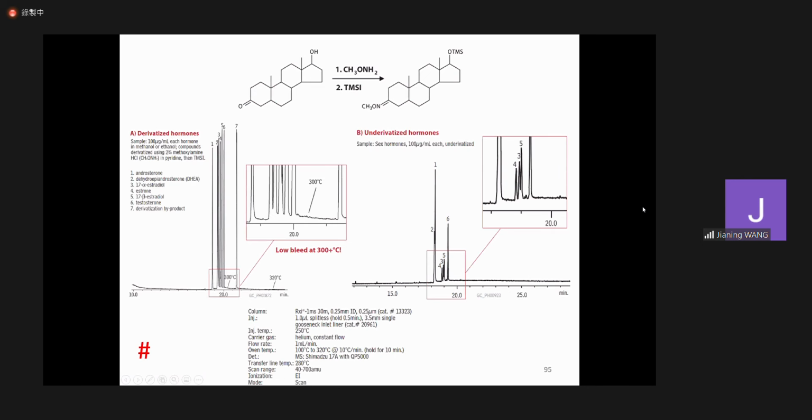So there's a comparison before and after the derivatization. We get great sensitivity and separation. In this one you can see the signal-to-noise ratio is not high, but for this one we get a very high signal. So this is derivatized.